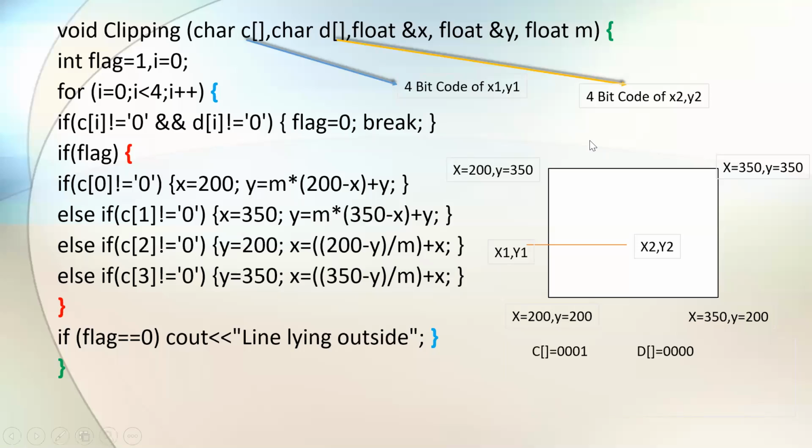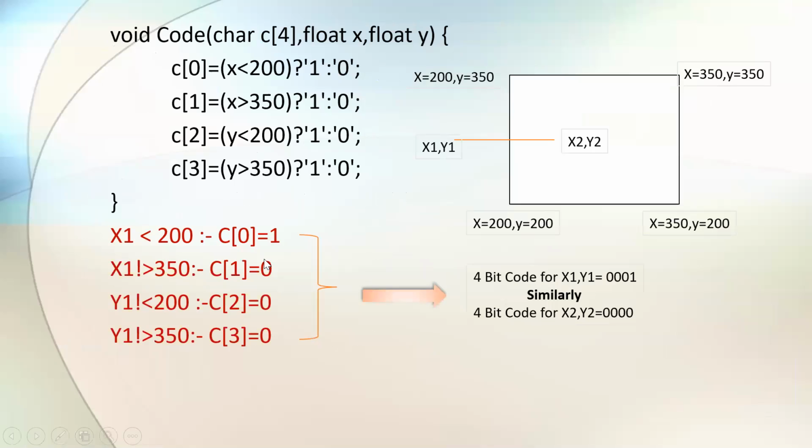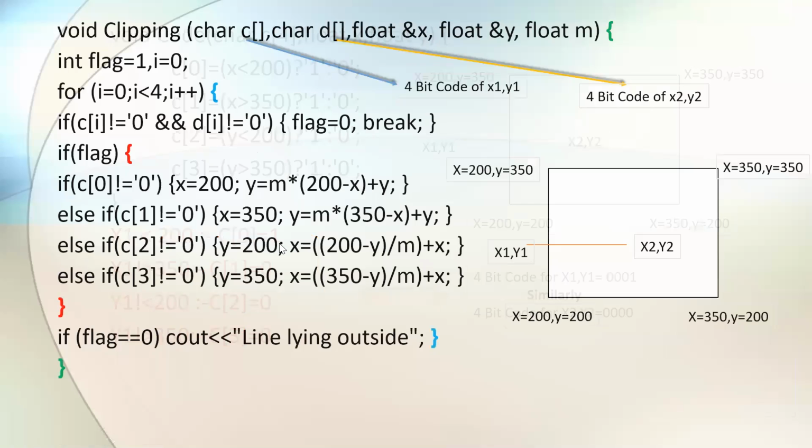So, as you see, if Ci and Di is 0, the flag is equal to 0. And if it is not equal to 0, so if you take the previous slide example, C1 was equal to 1. So that means here Ci is not equal to 0. So it comes to the next condition. That means the flag becomes 1 itself. Flag is not set to 0. So since C1 C0 is not equal to 0, you will take x equal to 200.